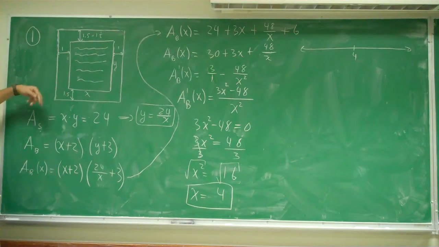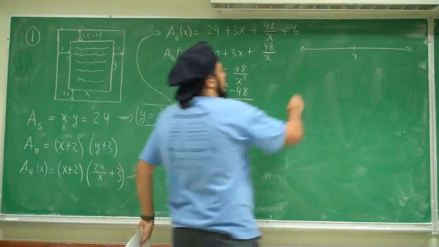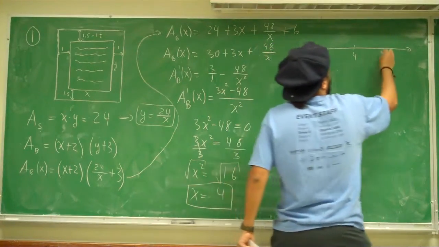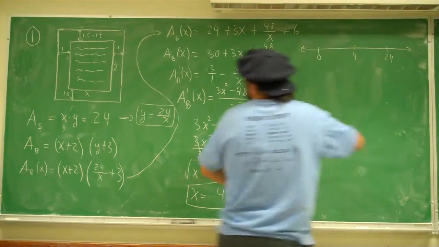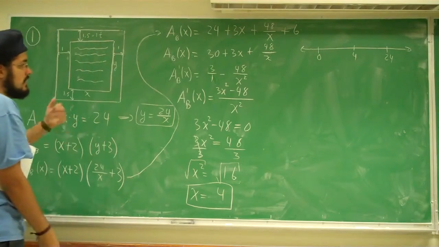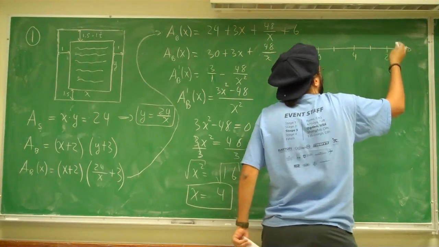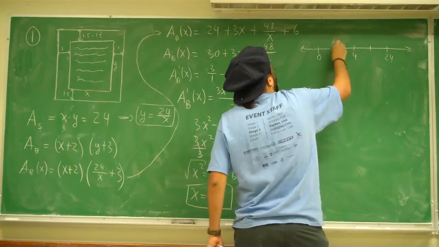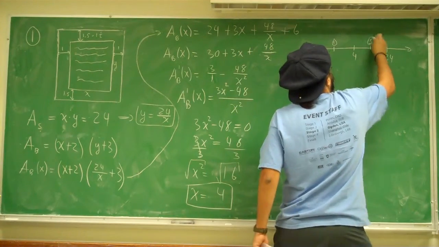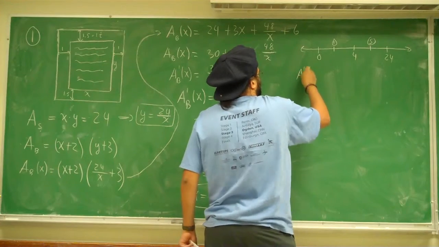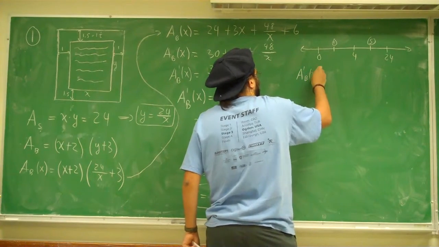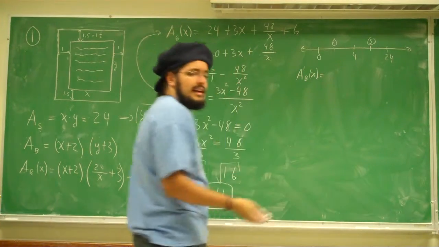Also, there's bounds for that x. That x can either be 0 or 24, and not including 0. If you plug in 0, then you get 0's area, but it could be 24. So let's pick a test point between 0 and 4, and 4 and 24. So let's say I'll pick 1, and here I'll pick 5. So then I want to go ahead and plug that into my first derivative and see what sign I get.